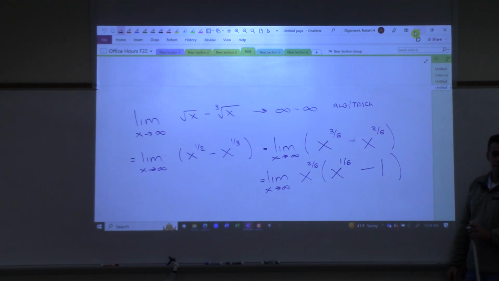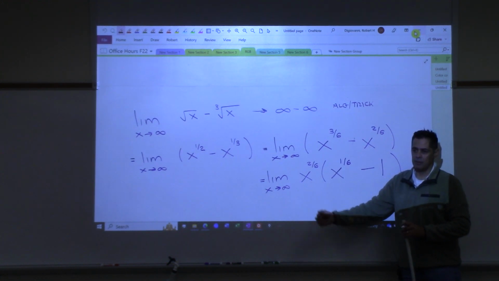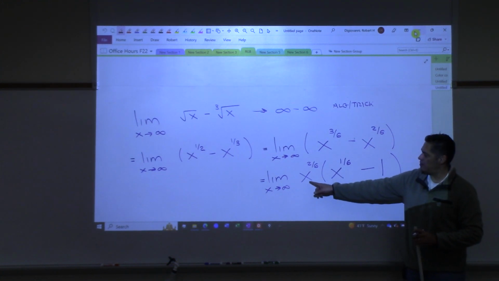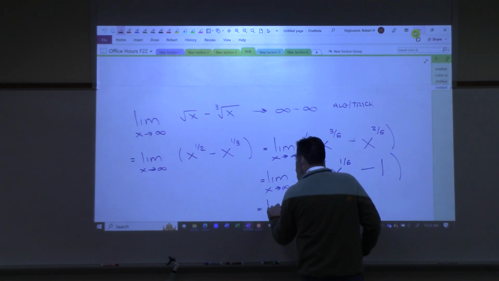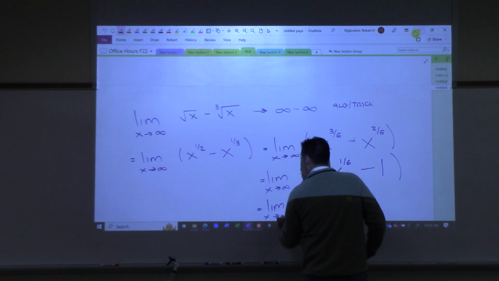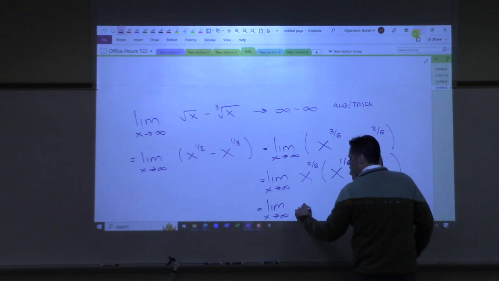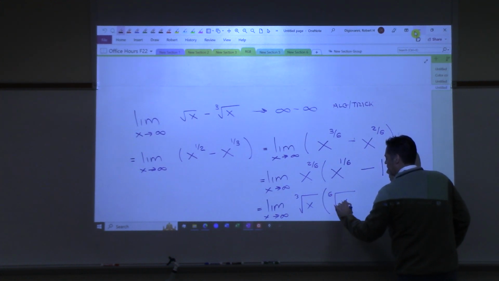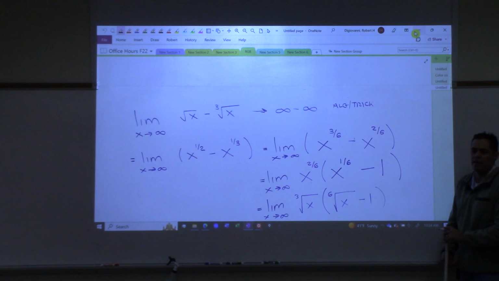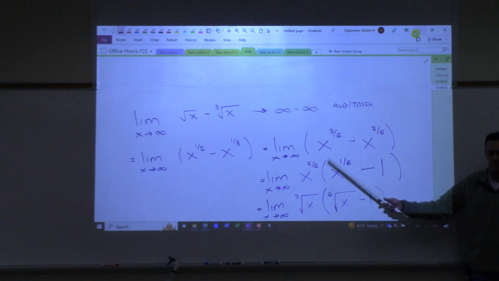So have I factored it? Have I pulled something out? Yes? Okay, this is really x to the 1/3. So I'm going to rewrite things here. This is x to the 1/3, which is really the cube root of x. And this is really the 6th root of x minus 1. I'm just rewriting it in a different format so you can see it.